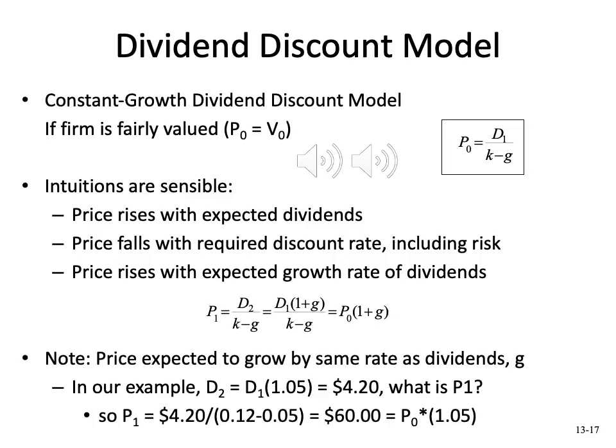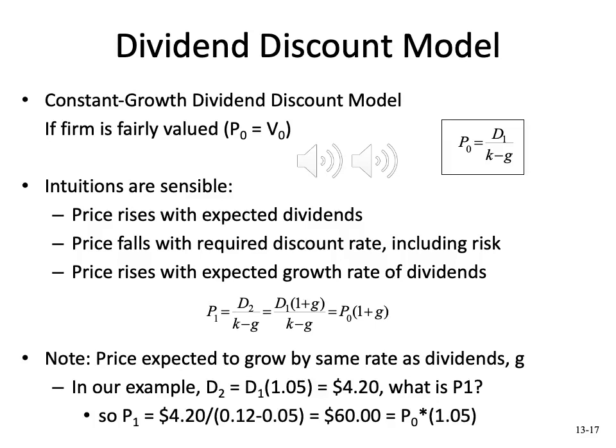If you look at this formula, D1 divided by K minus G, that is exactly our P0 in the formula, right? So P1 equals P0 times 1 plus G. Okay, so basically it means the price will also grow by the same rate as dividend, which is G.